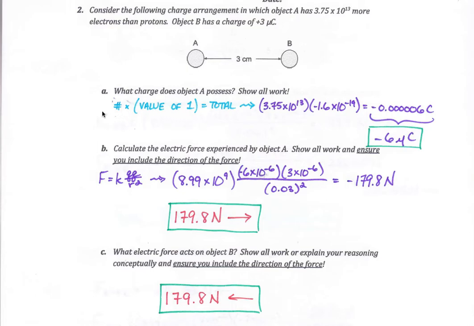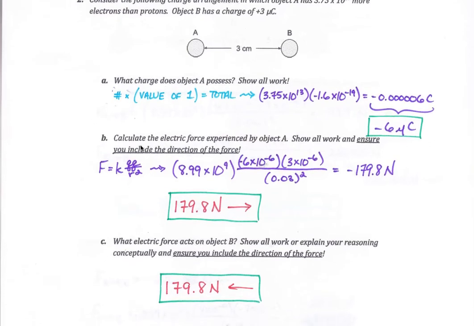All right, using our same equation that we've been dealing with, the number of electrons times the value of 1 will give me my total charge. So we're told the number of extra electrons is 3.75 times 10 to the 13th. We know the value of 1 electron is negative 1.6 times 10 to the negative 19th. If I multiply those two, I'll calculate my total charge, which I get to be negative 0.00006 coulombs, also known as negative 6 microcoulombs. This is the same as saying negative 6 times 10 to the negative 6th. So we'll commonly write this as microcoulombs.